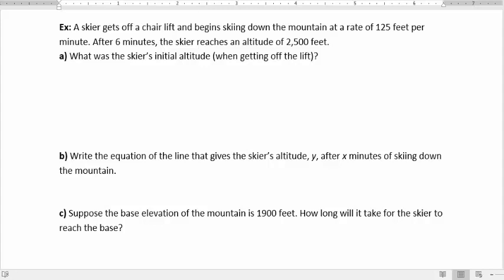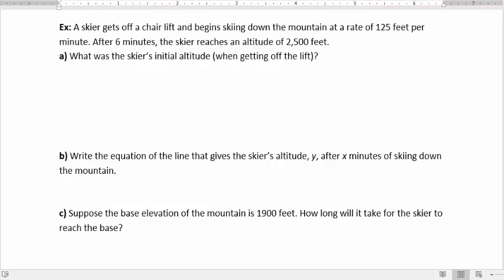the hill. So a skier gets off a chairlift and begins skiing down the mountain at a rate of 125 feet per minute. After 6 minutes, the skier reaches an altitude of 2,500 feet. So what was the skier's initial altitude? And write the equation on the line that gives the skier's altitude after X minutes of skiing down the mountain.